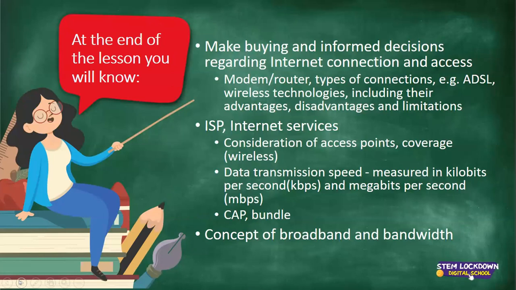Okay, so what we want to do is some buying and informed decisions regarding internet connection and access. Some of the questions you might ask are: modem, router, types of connections, ISP, what is an ISP? How should we choose an internet service provider based on those criteria, consideration of your access points, data transmission speeds, cap, bundle, and then the concept of broadband. Right. Okay, everyone with me?